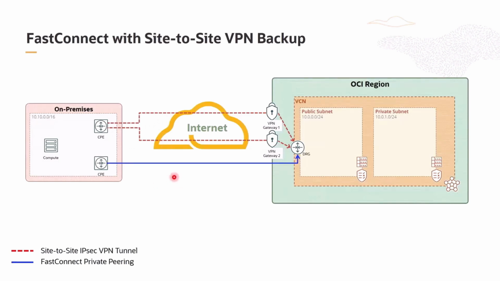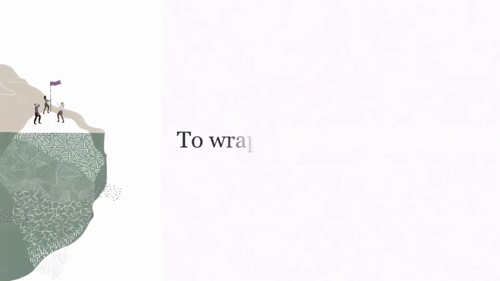We can also use ECMP across multiple tunnels for additional VPN bandwidth. In this case, the Fast Connect connection, which is represented by this blue line, is going to be preferred over VPN when the same route and routing attributes are advertised over each connection. So this marks the end of this lesson. Thanks for your time.